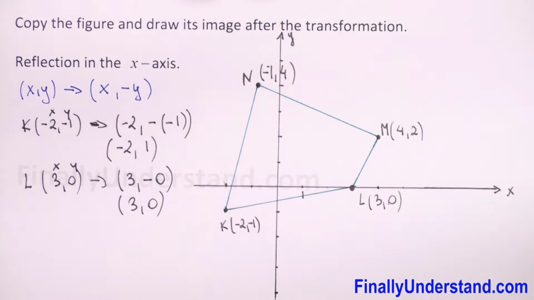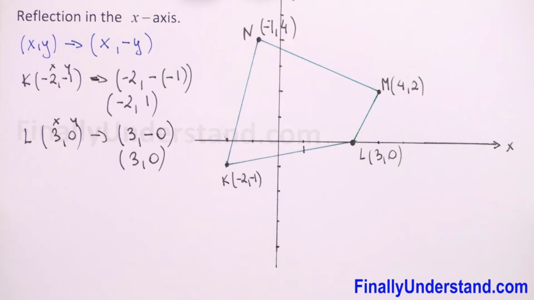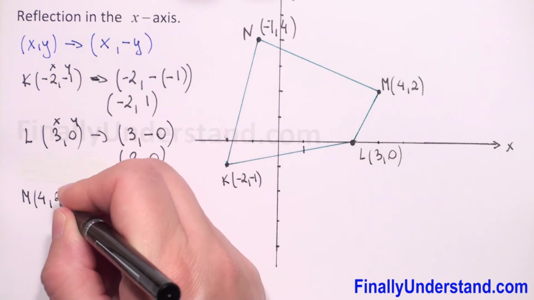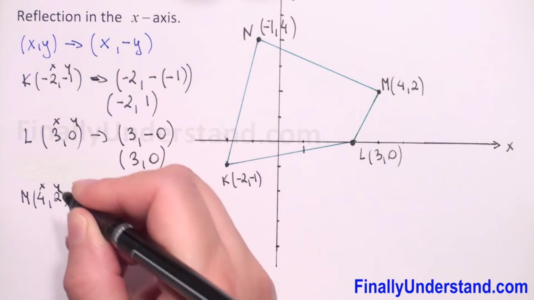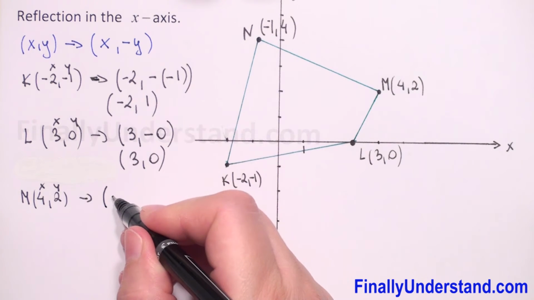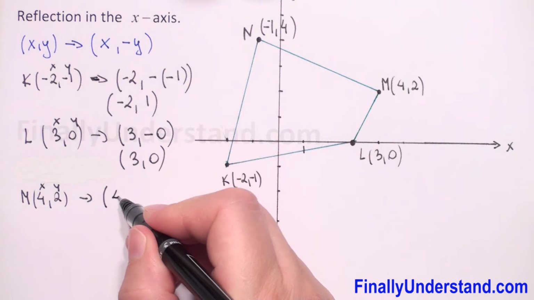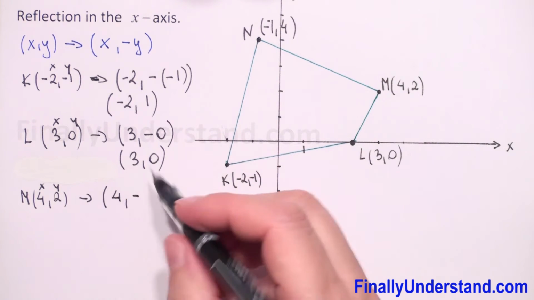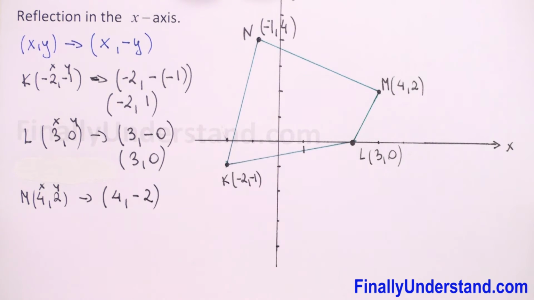Now we have point M (4, 2). So x is 4, y is 2. When we have a reflection in the x-axis, x stays the same. So we have 4, and we have to put a negative sign before y. So we will have -2.